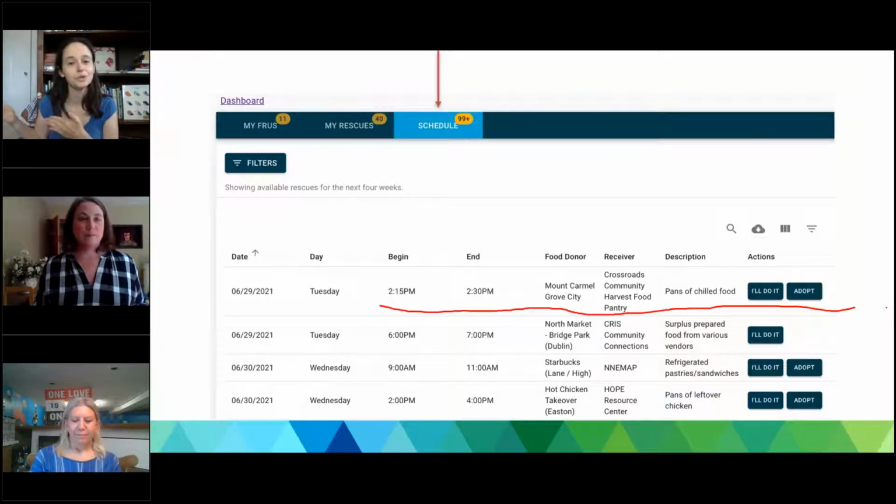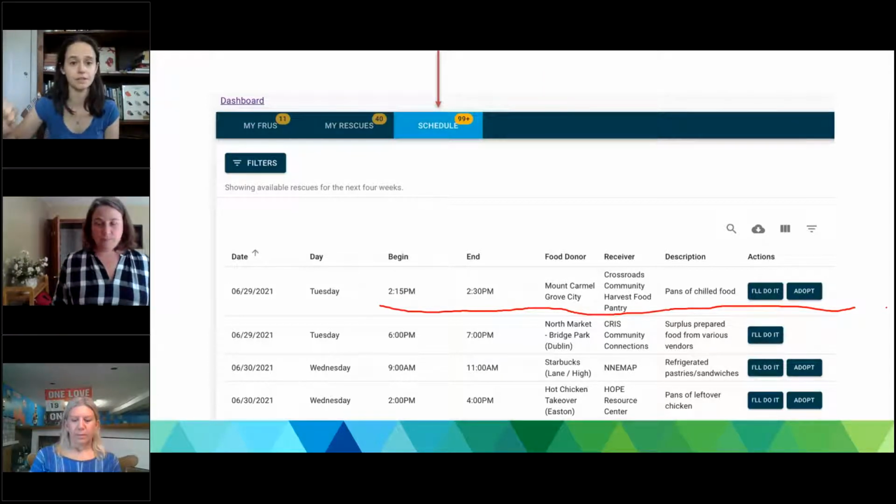If you see that and are like, oh, I am in Grove City every Tuesday, roughly around 2 p.m., then you can click on adopt. And what that means is you're committing to doing that particular rescue every week. If you need to take a week off, it's easy to do that. But basically what that means is it will not show up as a routine opening for other people.